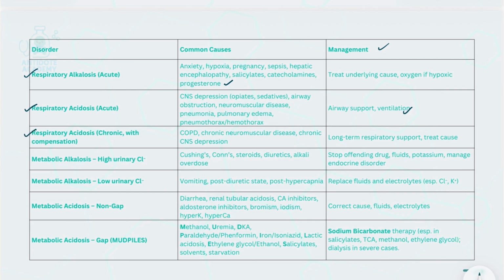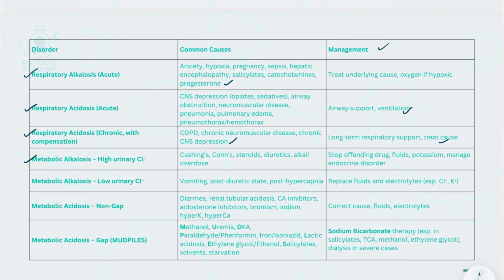Third comes respiratory acidosis. It's chronic with compensation. What happens here is, in chronic lung disease, carbon dioxide stays high for a long time in your body, but the body keeps adjusting. It is caused by COPD, chronic neuromuscular disease, or chronic CNS depression. How do we manage them? Long term respiratory support, plus we have to treat the underlying problem.